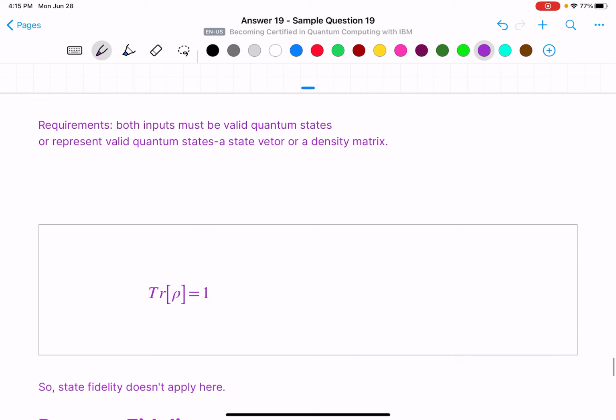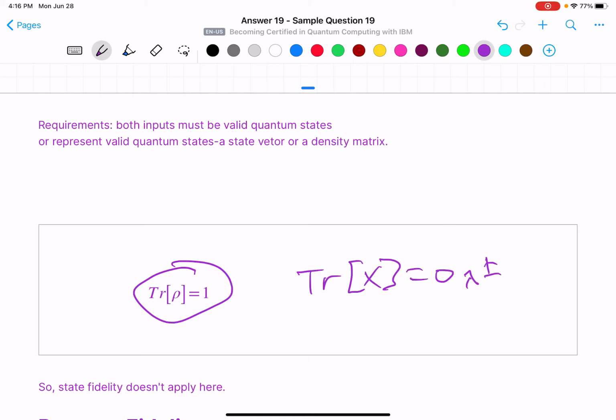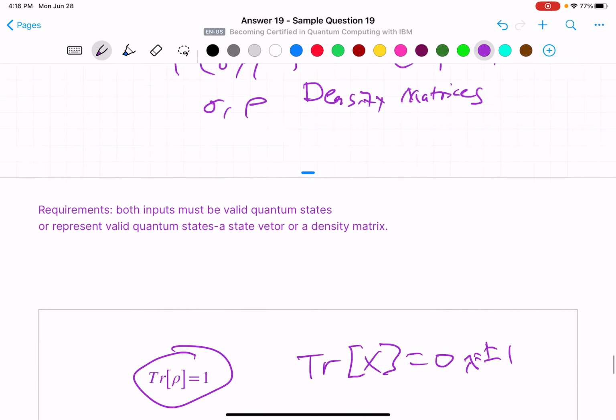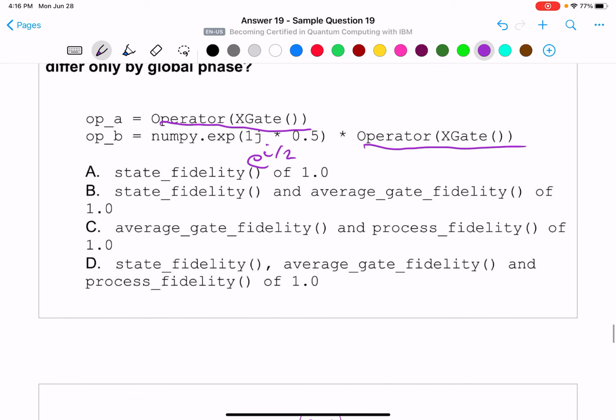And the Pauli matrices, like the x gate and y gate and z gate, are not valid density matrices, nor are they valid state vectors, because their trace does not sum to 1. The trace of a density matrix must equal 1, but the trace of the x gate is equal to 0 because its eigenvalues are plus or minus 1. So the state fidelity doesn't apply here, and that already gives away the answer. Because each of these has state fidelity in it, but that doesn't even exist, so we can't use that. So answer C is the right answer.